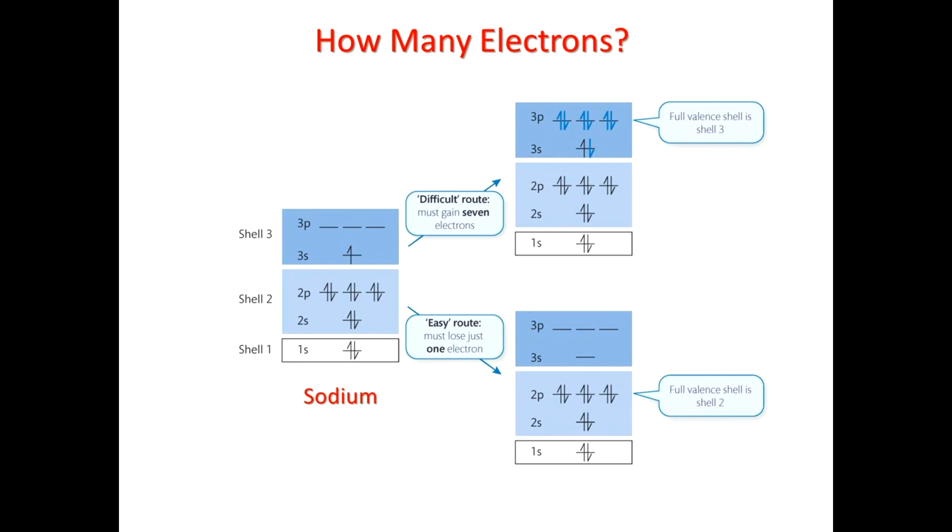And the last thing to think about really is if you look at sodium, it needs to lose 1 electron. The only other thing it could do, of course, is gain 7 electrons to fill the 3s and all the 3p's. But of course, that's a difficult route. That's not going to happen, okay? So you can use your chemical intuition to say, actually, no, sodium is more than likely to just lose the 1 electron to give itself the full shell 2 valence shell.